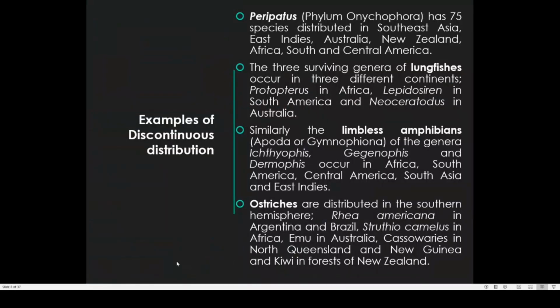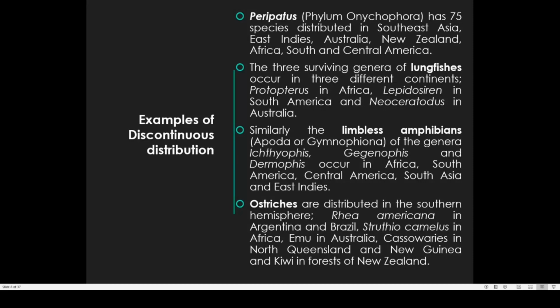Then you can see some examples of animals exhibiting discontinuous distribution. For example, peripatus. Peripatus is a small worm-like animal. In Kerala also you can find peripatus. There are 75 species. It is mainly present in Southeast Asia, then East Indies, Australia, New Zealand, Africa, South and Central America. So peripatus used to have a cosmopolitan distribution. Due to the extinction of animals in the intermediate area, now peripatus is distributed only in certain countries of the world.